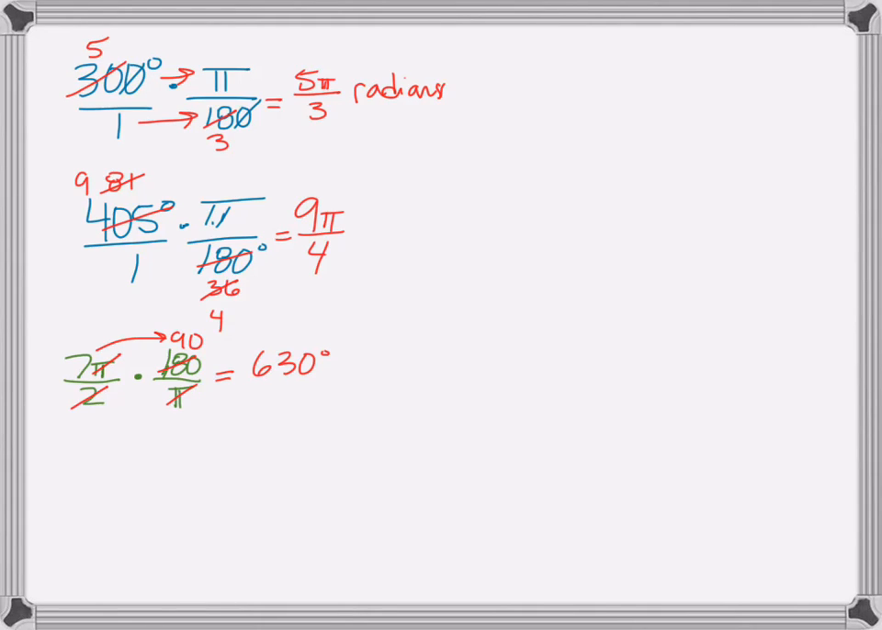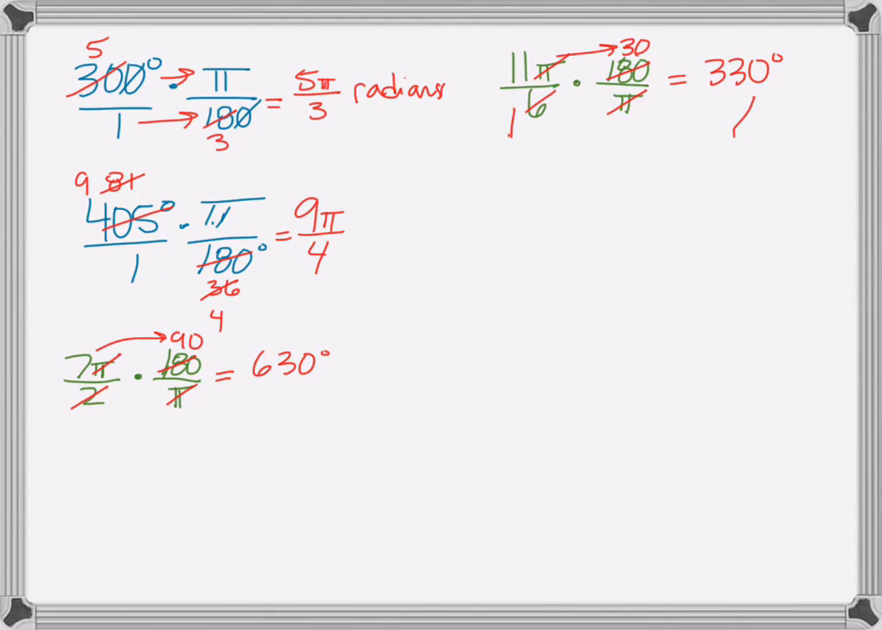All right, let's do another example, just to make sure we got it here. Let's do 11 pi over 6. Again, we want to change it to degrees, so we've got to cancel out pi. So we'll put pi on the bottom. Pi cancels out. 6 goes into 180 30 times. And obviously the 6 goes to 1. So 11 times 30 would be 330 degrees.